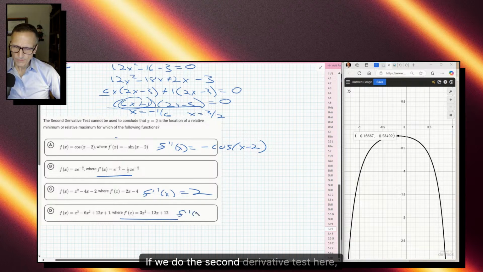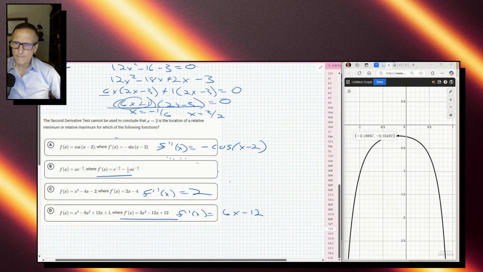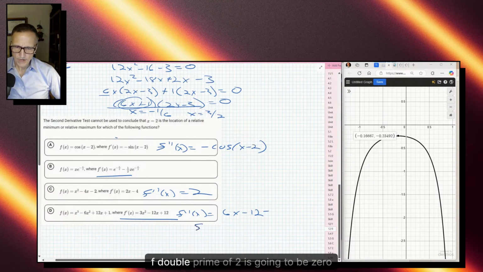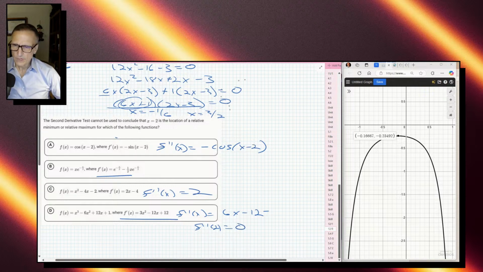If we do the second derivative test here, that is 6x minus 12. When x is 2, f double prime of 2 is going to be 0. Here, cosine of 0 is 1, so we can get rid of a. We can get rid of c. I like d.